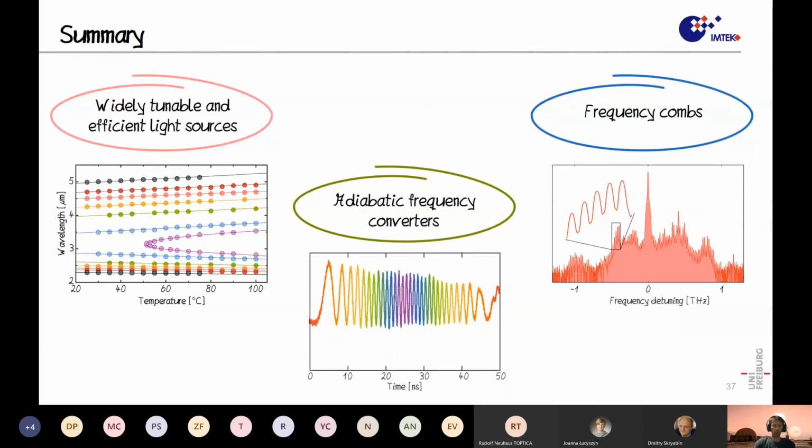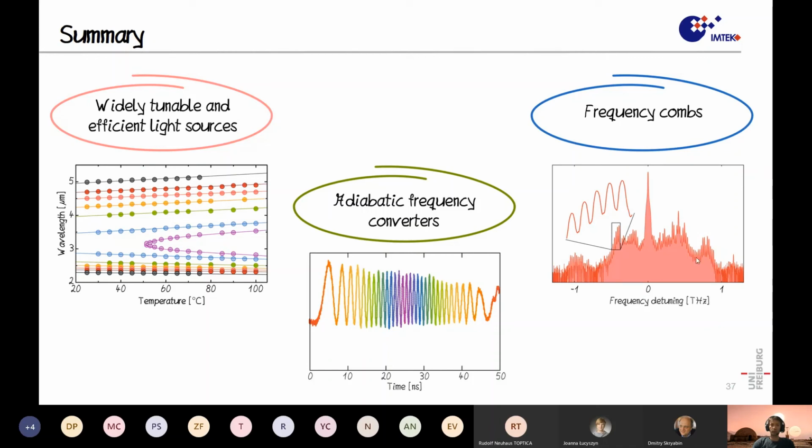So let me summarize. If you're using non-centrosymmetric crystals, right, you have huge possibilities of frequency changes, right? You can just have widely tunable and efficient light sources. So it's just single frequency on the output side. They are very, very efficient. And it's just 1 millimeter in diameter.